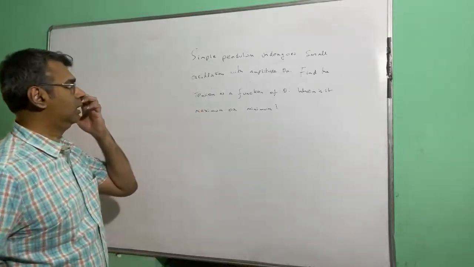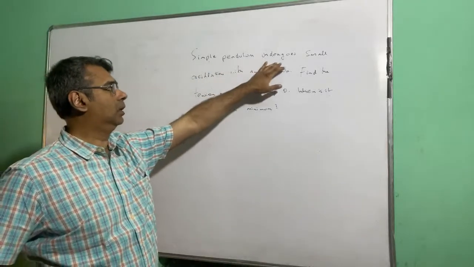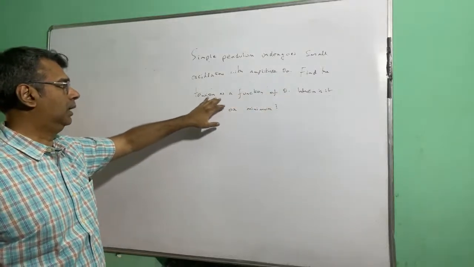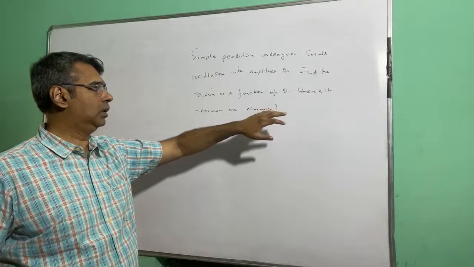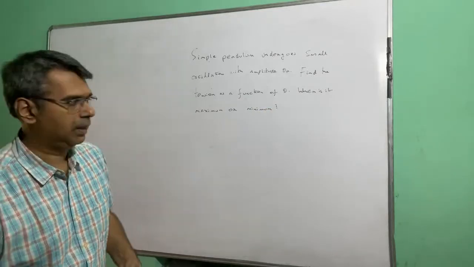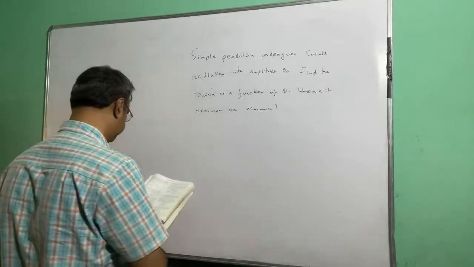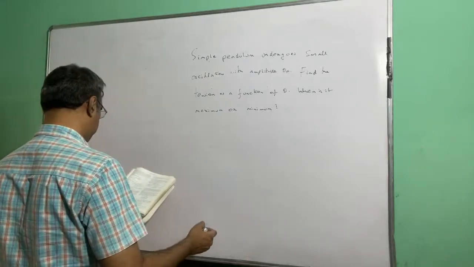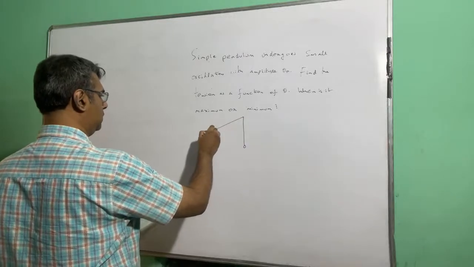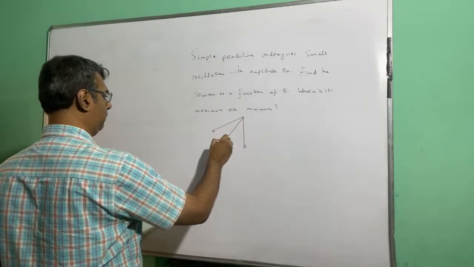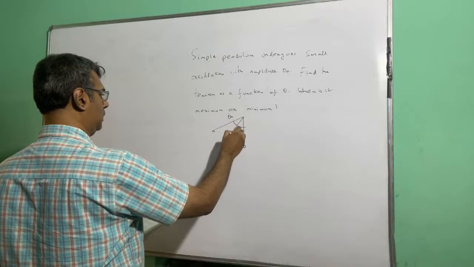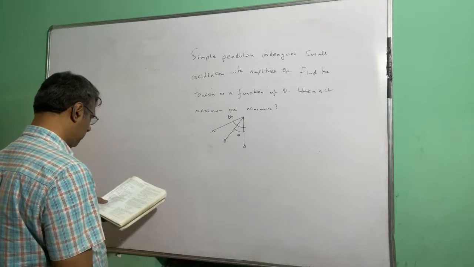Now let's have a look at this question. A simple pendulum undergoes small oscillations with amplitude theta 0. Find the tension as a function of the angular displacement theta. The second part of the question is when will the tension be maximum or minimum? Let's understand that this is the extreme position, the amplitude is theta 0 and this one is theta.